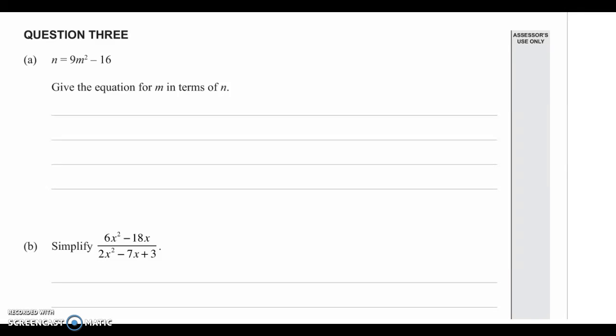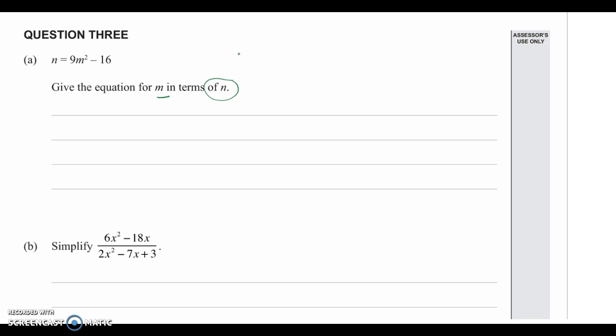This is the MCAT 2017 Day 2, Question 3. Give the equation for m in terms of n. So what we're going to have is m equals and then everything else. Now looking at this, I've got n over on that side, so I'm going to start manipulating things.